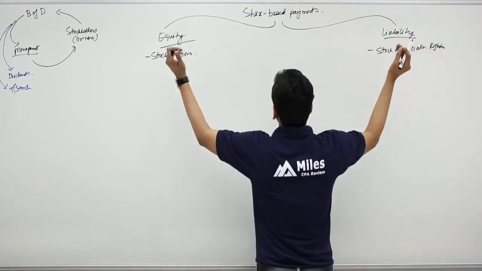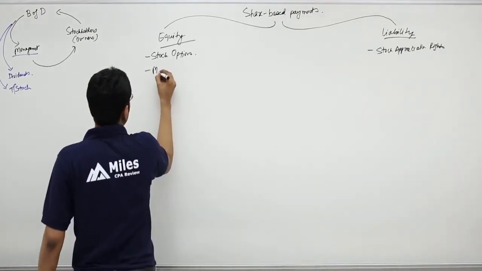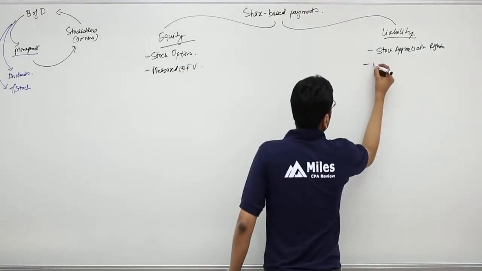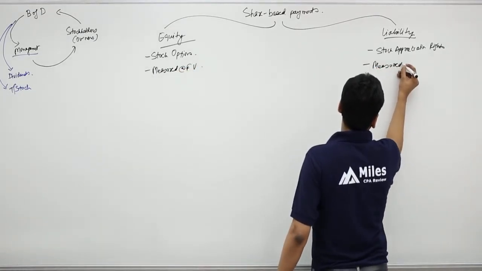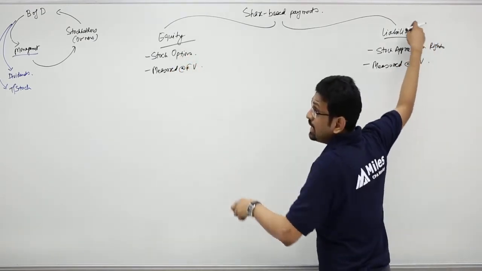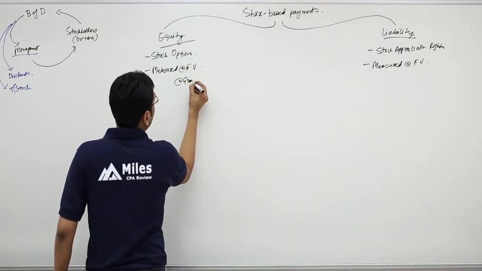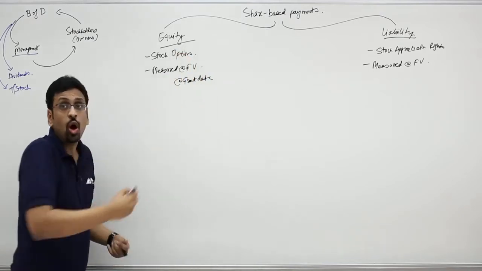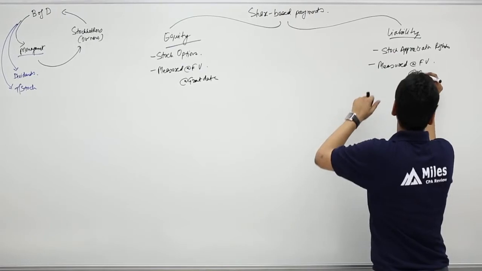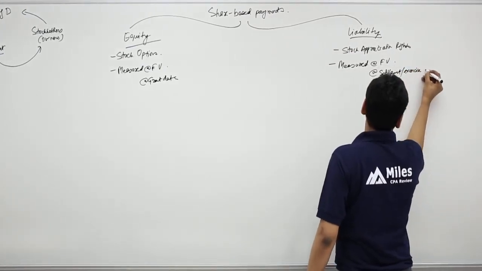Now, both these share-based payments are accounted for at fair value. So this is measured at fair value. This one is also measured at fair value. So this is fair value of the option, this is fair value of the liability. But this measurement happens at grant date, the date the stock options are granted. This measurement happens at settlement or exercise date.